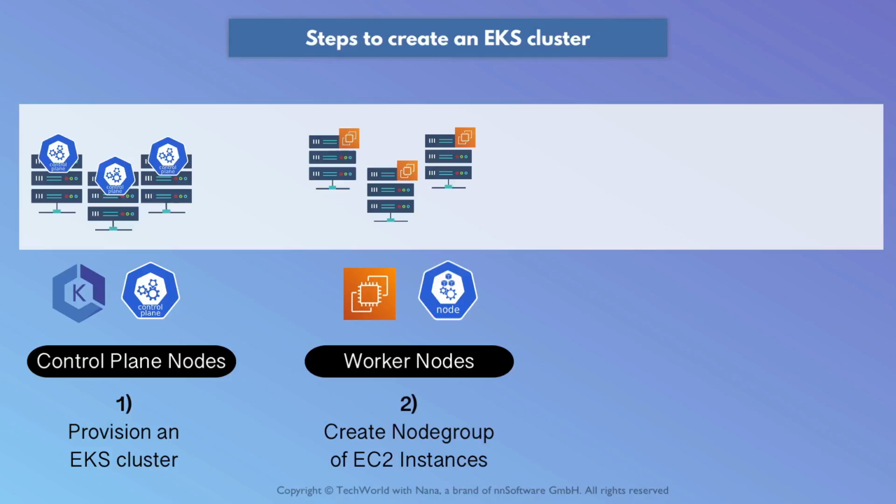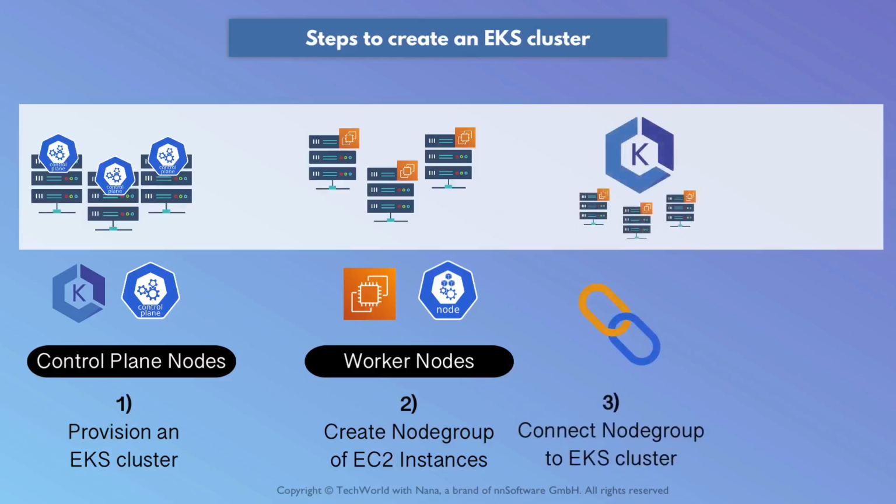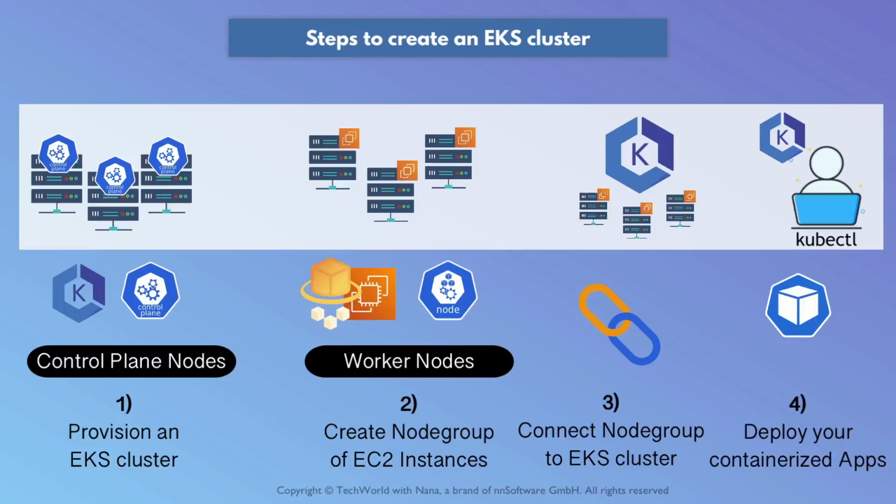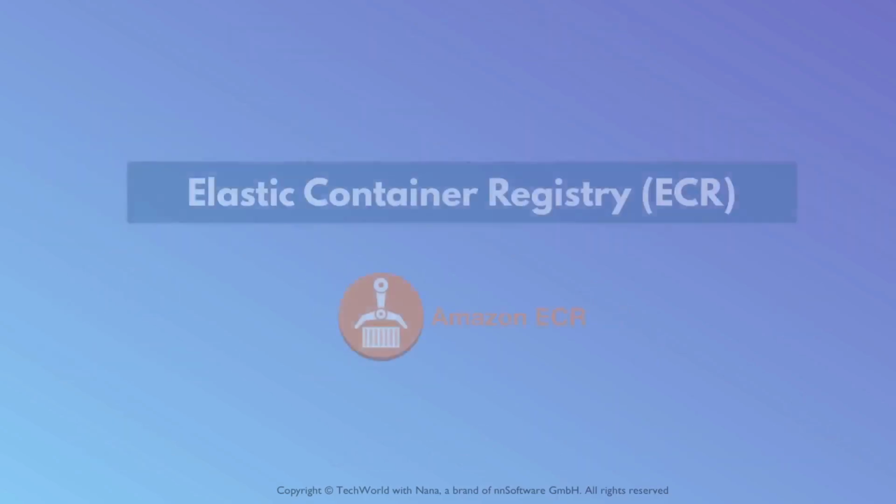So you can create a node group with a bunch of virtual servers, and then you can connect that node group or multiple such node groups to the EKS cluster. Or you can use Fargate as an alternative. And now you have the control plane nodes and worker node group connected. And that gives you a complete Kubernetes cluster. And once that's done, you can simply connect to the cluster using the kubectl command and start deploying containers inside that cluster.